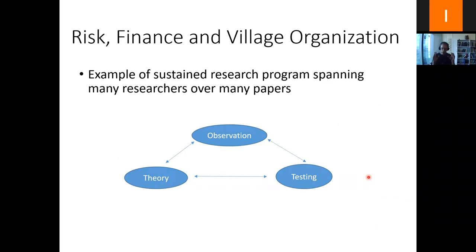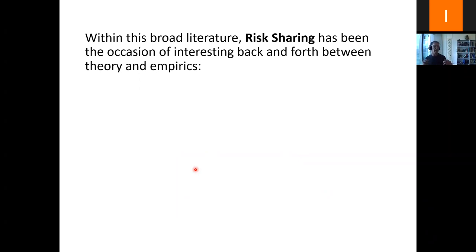Trying to understand the organization of villages in rural developing countries and how the financial arrangements that we see in villages help people deal with risk is an example of a sustained research program spanning many researchers over many papers. It really illustrates, I think, an exciting dimension of economics in which we see theory playing a really important role, motivated by observations that are formal or informal, and these two interacting with the construction of empirical tests of those theories that then motivate us to look for other clues and to develop new theories. Within this broad literature, risk sharing has been the occasion of very interesting interactions between theory and empirical work.